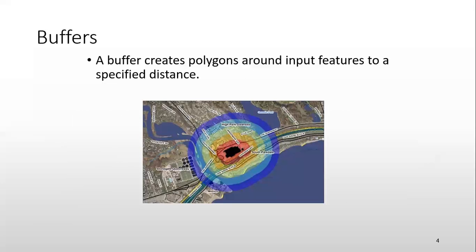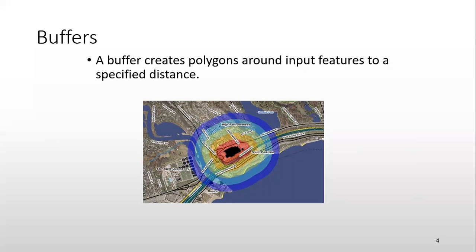This is the pictorial representation of a buffer. A buffer creates a polygon around the input feature to a specified distance. We are all studying in Palakkad, and I am teaching in Palakkad. In Palakkad there is an important buffer zone around Silent Valley, which you are well aware of. It is about 10 kilometers. From a geographer's or cartographer's perspective, Silent Valley is a polygon feature.